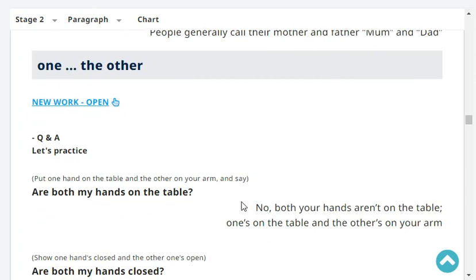Are both of my hands on the table? Yes, both your hands are on the table. Very good.